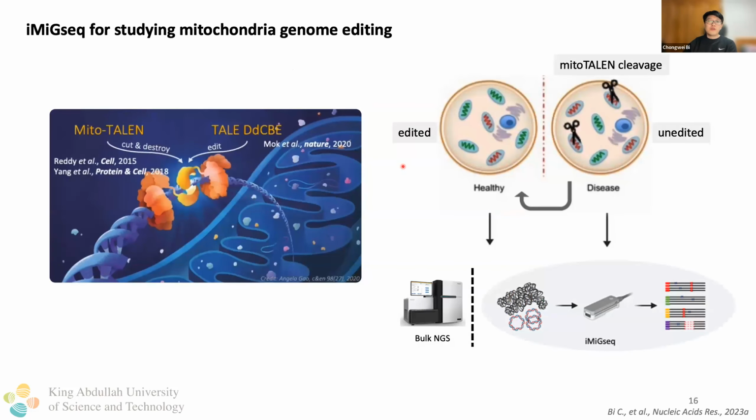One application of IMIC-seq is to study the outcome of mitochondrial genome editing tools in an unbiased way. In this example, mitoTALEN was used to eliminate the mutant mitochondria in MELAS patient-derived iPS cells. The edited and unedited cells were subjected to bulk Illumina sequencing and IMIC-seq to analyze their editing outcomes.